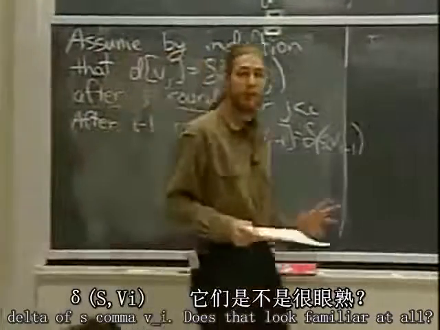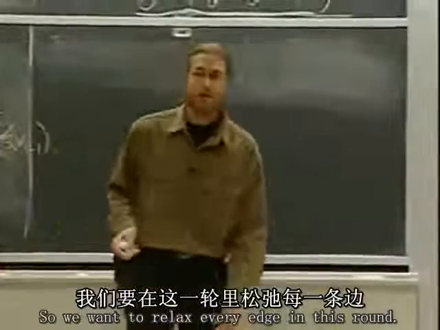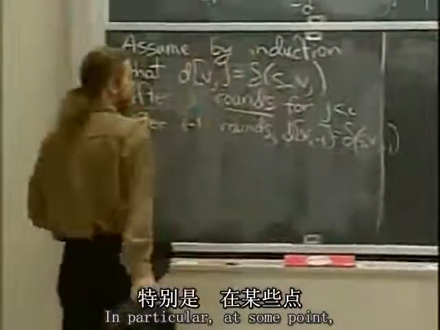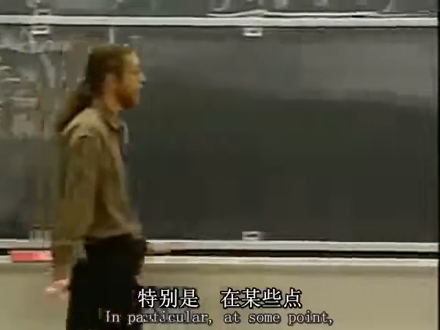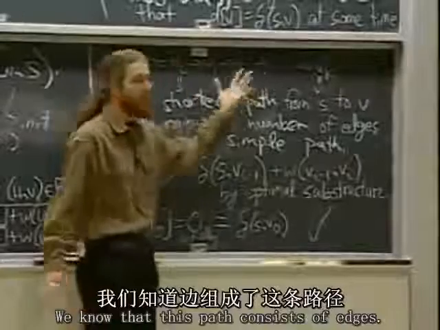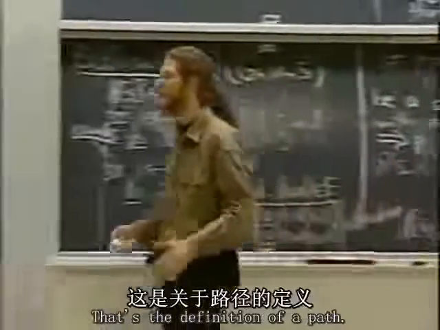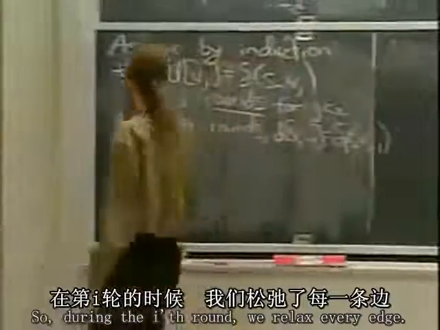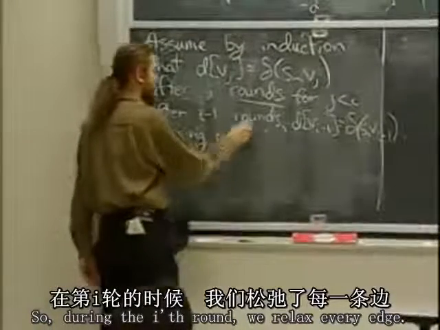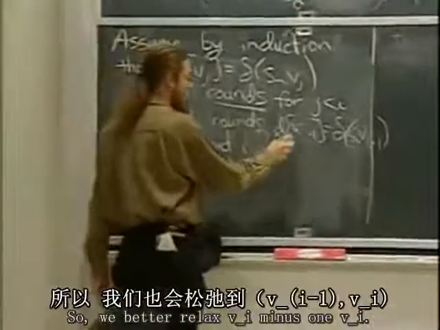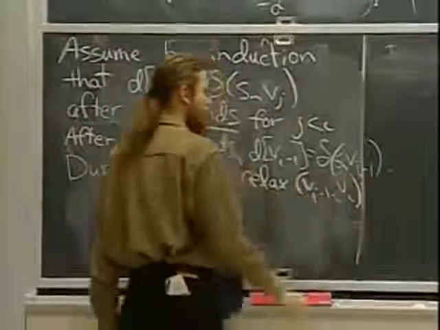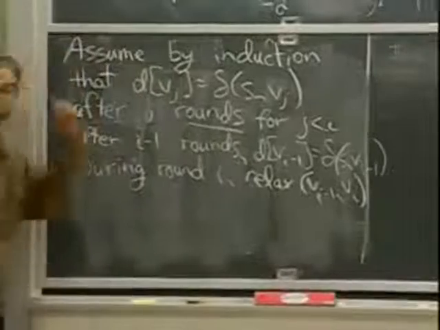Does that look familiar at all? So we're going to relax every edge in this round. In particular, at some point, we have to relax the edge from vi minus 1 to vi. We know that this path consists of edges. That's the definition of a path. So during the ith round, we relax every edge. So we better relax vi minus 1 vi. And what happens then?